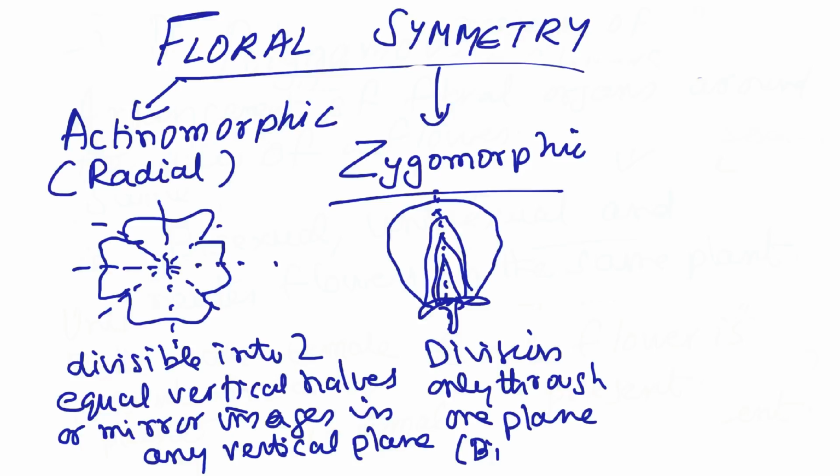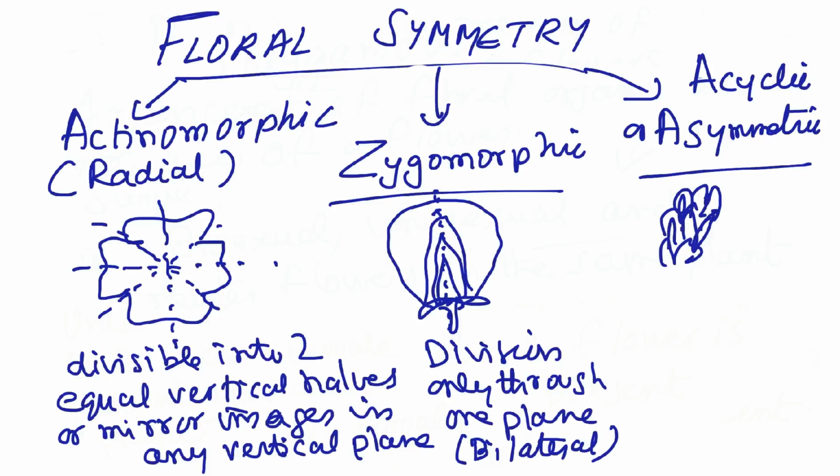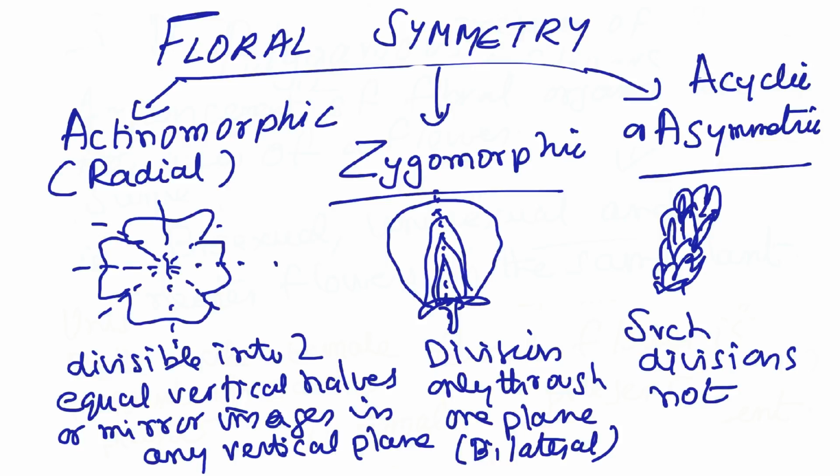And there are cases in which such symmetry is not possible. The arrangement is in such a manner that divisions are not seen. I mean, such a division is not possible. And such cases are called acyclic or asymmetric, which basically means that such a bilateral or radial symmetry is simply not seen, which means that such divisions in a particular plane are simply not possible. So that's the case of acyclic or asymmetric floral symmetry.